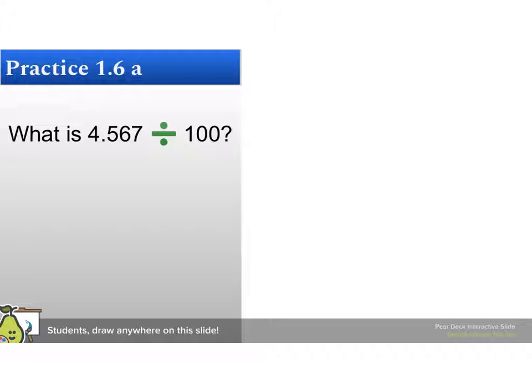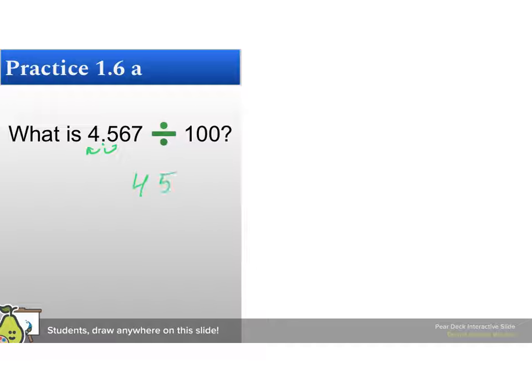Practice, lesson 1.6. What is 4 and 567 thousandths divided by 100, or 4.567 divided by 100? If I'm dividing by 100, the decimal place, which direction is it going to go? Is it going to go to the right or to the left? Dividing means my number is going to get smaller.